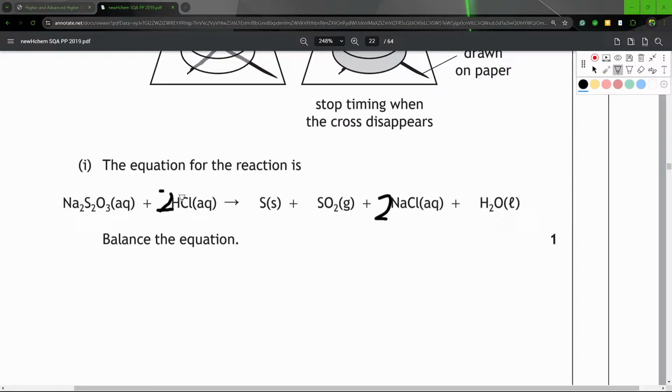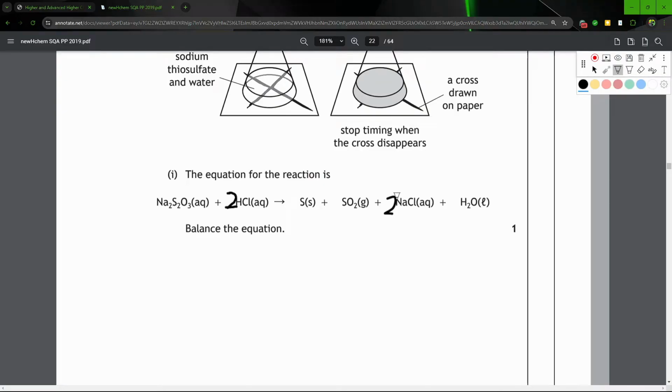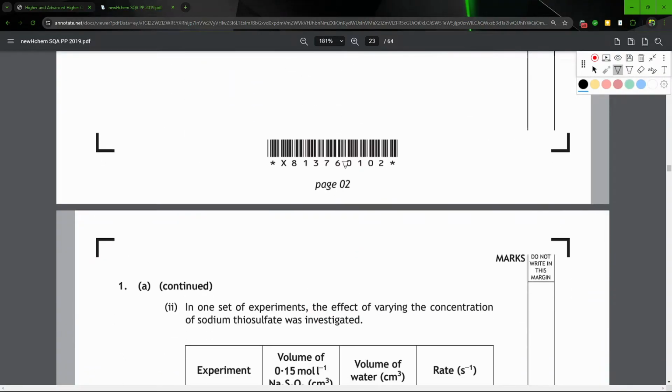And see if everything else is okay on that side. So far it looks good. We have 2 hydrogen atoms, 2 oxygen atoms there plus 1 oxygen atom, so that means 3, and 2 sulfur, and it seems to be good. So that's all you need to do. And yeah, that's it. It's only a mark, so it's not that difficult.